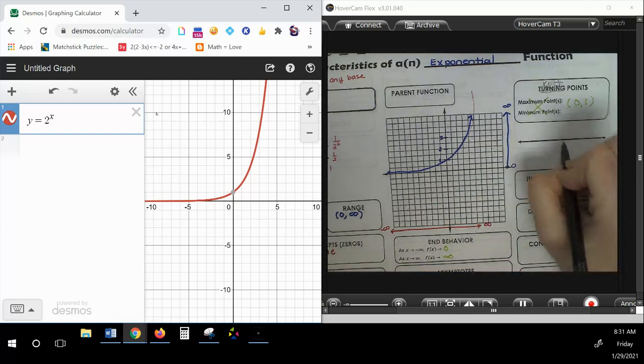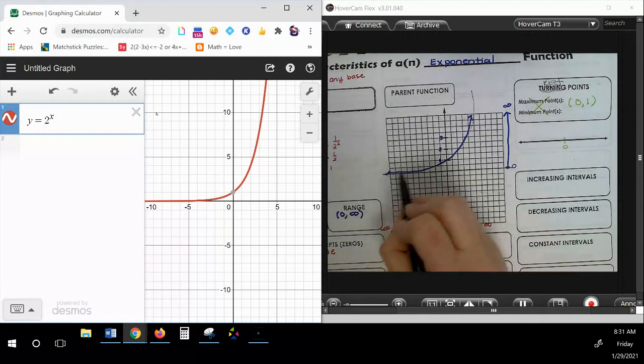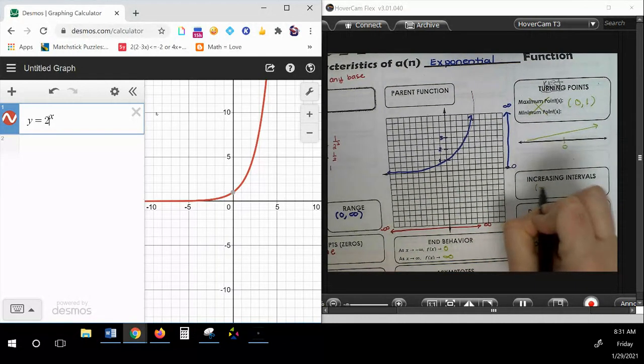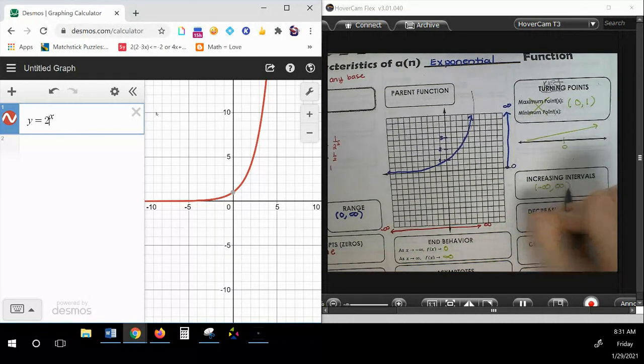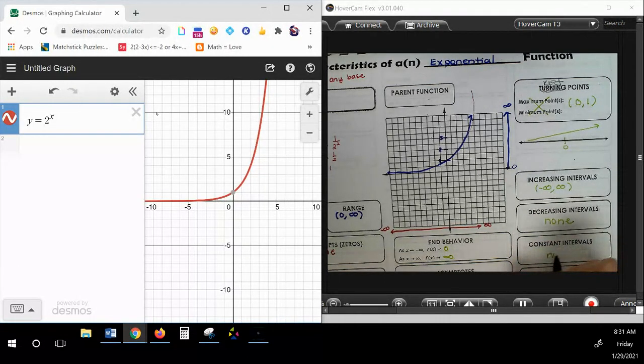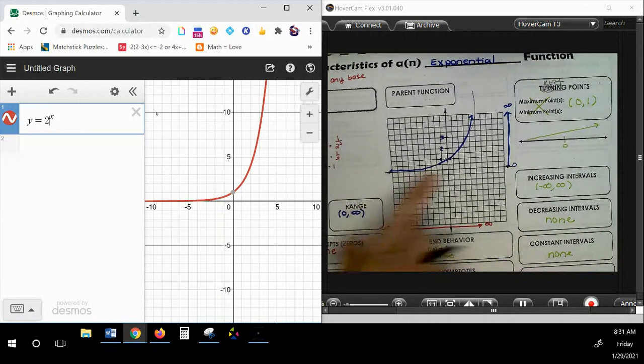Increasing and decreasing, it's constantly increasing. So it's increasing from negative infinity to infinity, and it is never decreasing. And it's also never constant. It's going to look pretty close to constant over here, but it's not.